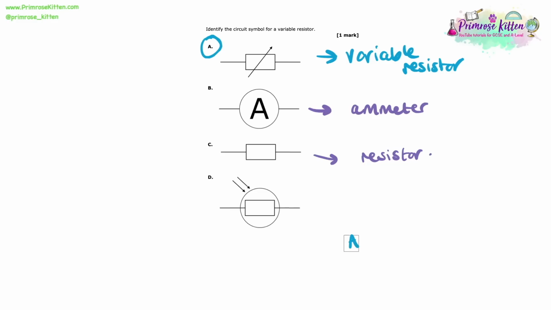And finally here, we have a rectangle with a circle around it, although you may also see it without the circle, and two arrows going towards the resistor. So this is going to be a light-dependent resistor. The fact that those arrows move towards it tells us that it is light-dependent, and the fact that it's a rectangle tells us that it's a resistor. So that's what those circuit symbols all mean, but the answer to this one is A.